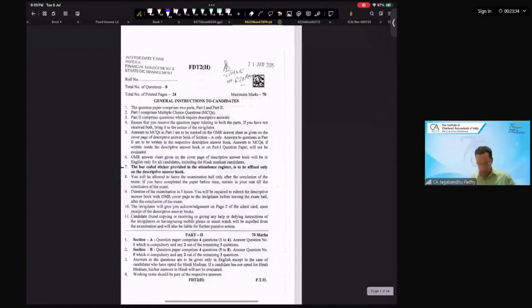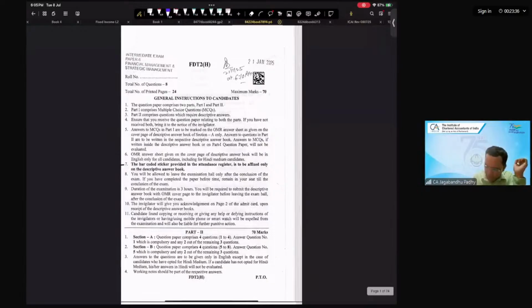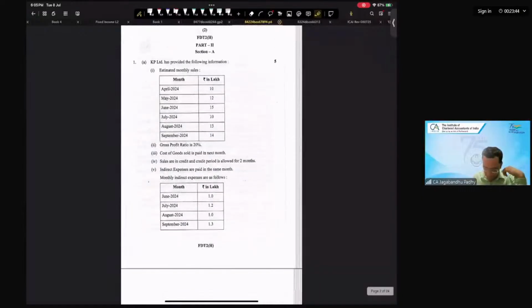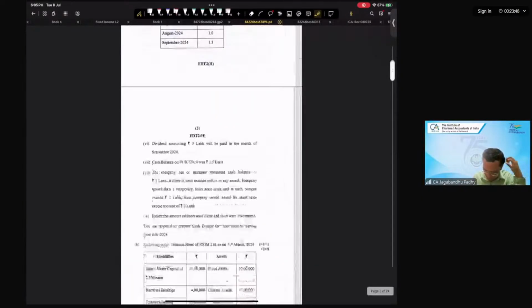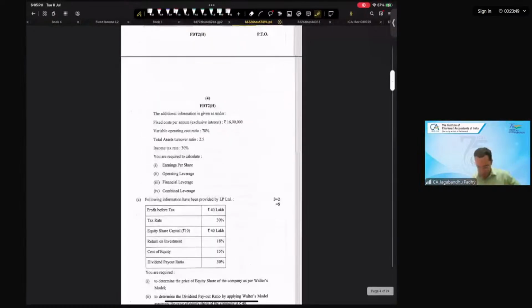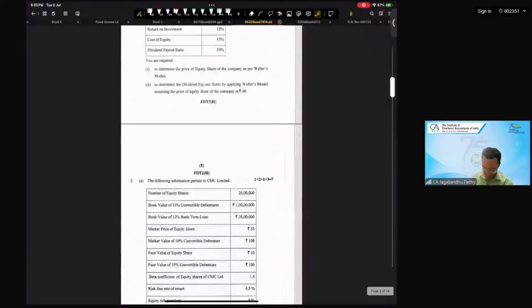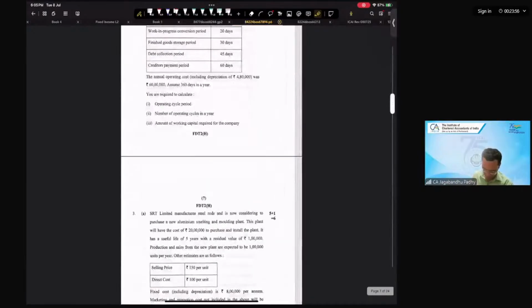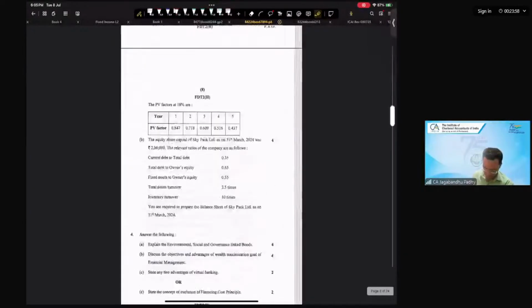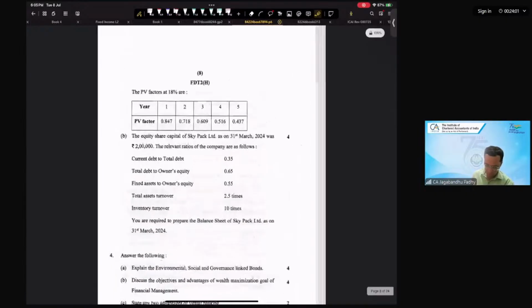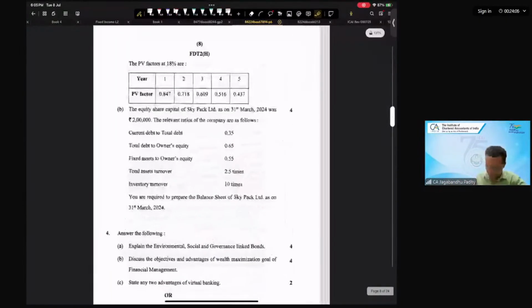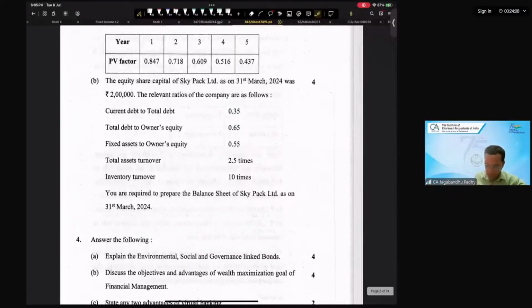So let us take up a question from this Jan 2025 paper, wherein we have got the ratio analysis part. Let me just check where that question is. Yeah, this is there in question number 3B part. Okay, so we are supposed to prepare the balance sheet.